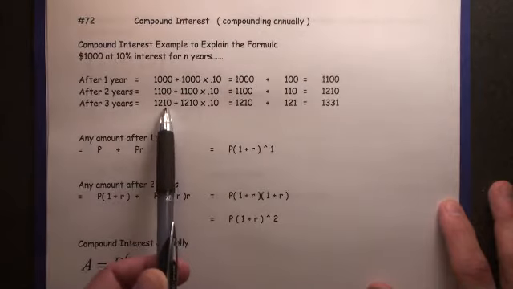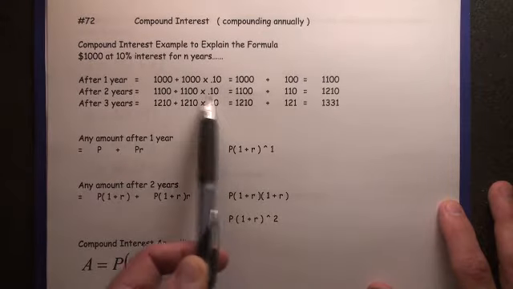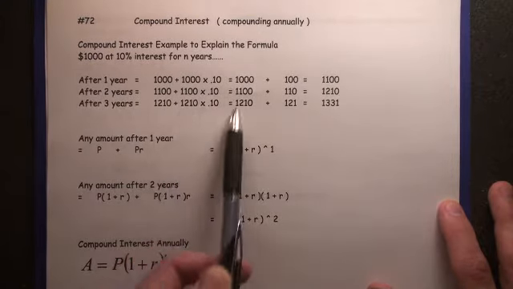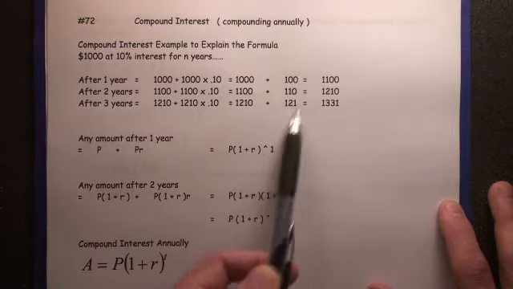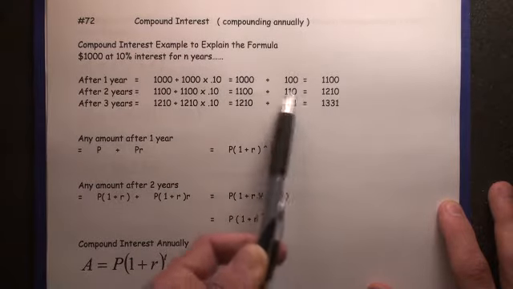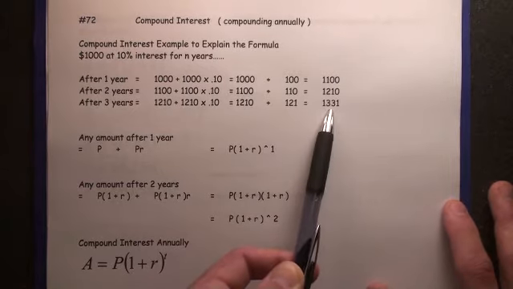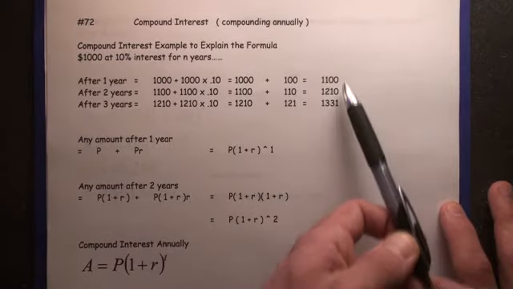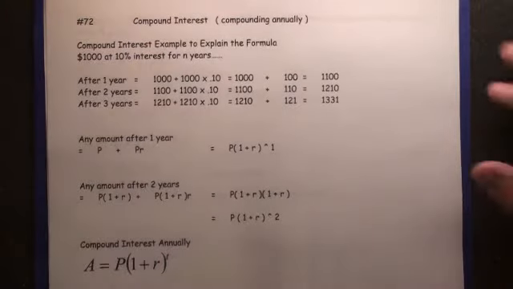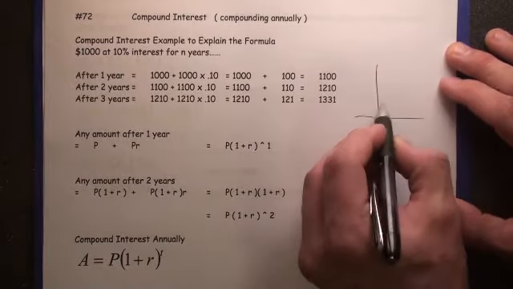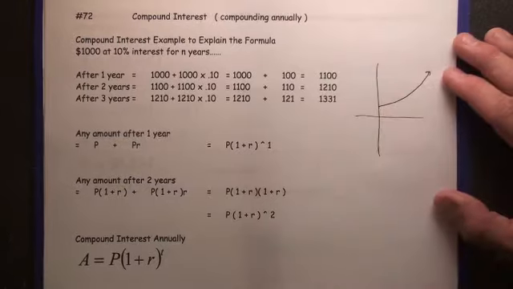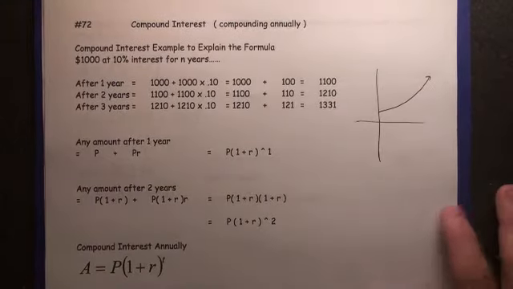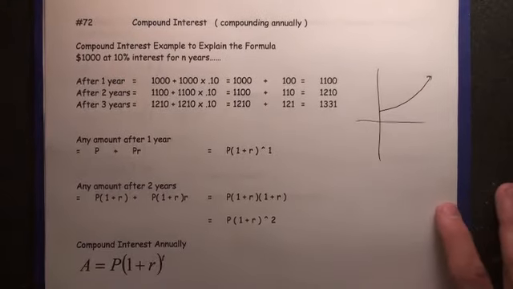After 3 years, we're going to have 1,210 in our account plus 10% of 1,210 at the end of the third year. That's going to give us $121 in interest. This is called accrued interest. All right, so there's our 1,331. As you see here, we're going up not in a linear, but in an exponential form. So our growth would be at this kind of rate, like this. That's why this is in the exponential section of your chapters.